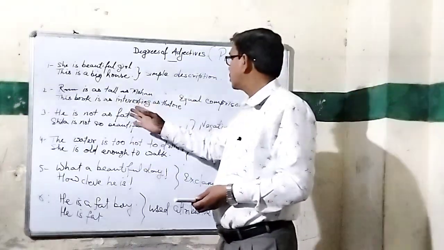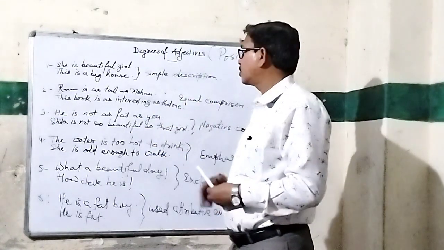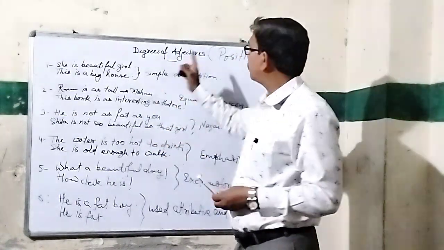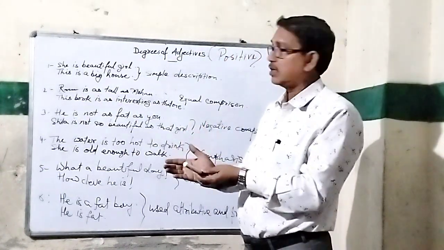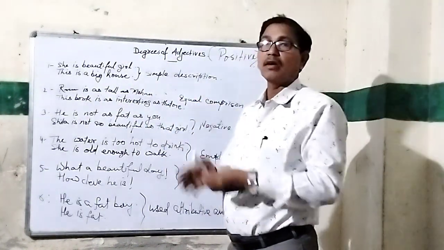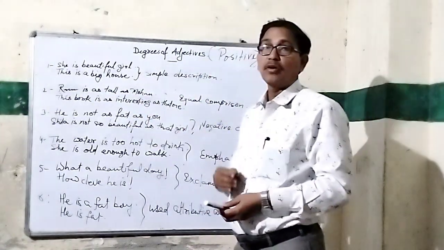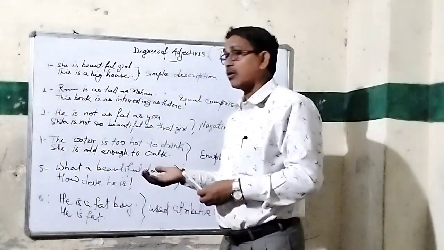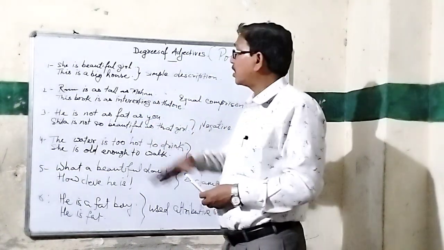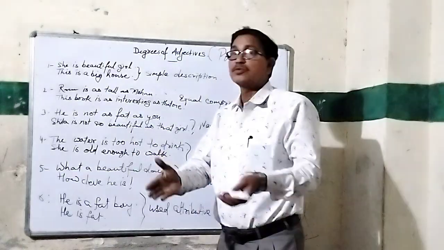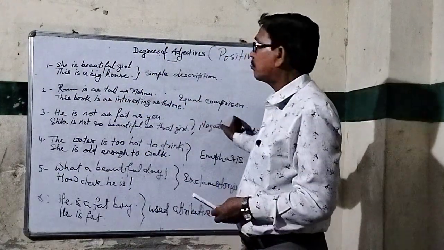Now the second use: sometimes two things are equal to each other, so we compare them with the same positive degree adjective. For example, Ram is as tall as Mohan. It means Ram and Mohan are equally tall. I am not telling here that Ram is taller than Mohan, because if I say that Ram is taller than Mohan or Mohan is shorter than Ram, that will be the use of comparative degree. But Ram is as tall as Mohan is the use of positive degree, and this is called equal comparison.